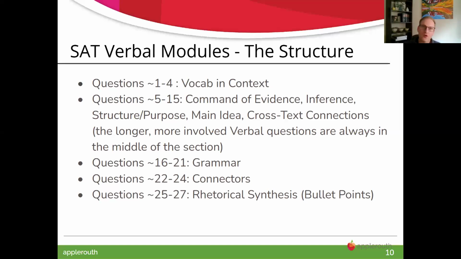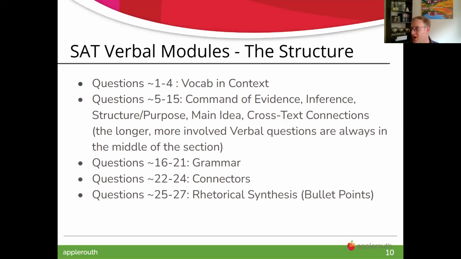On that note, the first 4 questions are going to be the first type we look at, vocab and context. So it will always start with vocab. You don't have to start with them, but I would say a vast majority of test takers will. So first 4 questions, vocab, and then you're going to notice a switch. The middle of each section, about 5 through 15 or 16-ish, is going to be the longer question types. That's command of evidence. We'll talk about that. Inference, structure and purpose, main idea, and then a cross-text connection question, 1 per section. Those are longer. There's a paragraph and then some answers that are a little bit longer. Those are always in the middle.